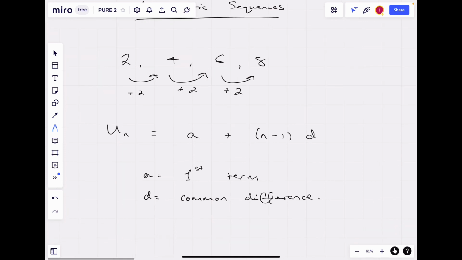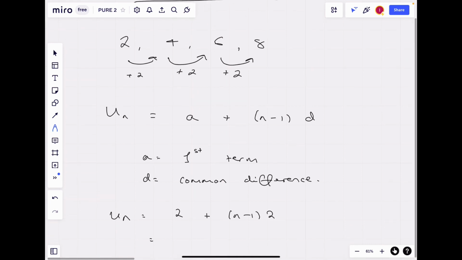So in this case, the nth term would be 2 plus (n minus 1) times 2. And now it would just be expanding and simplifying. So when you expand and simplify this, you're left with just 2n. And that's the nth term of the sequence.